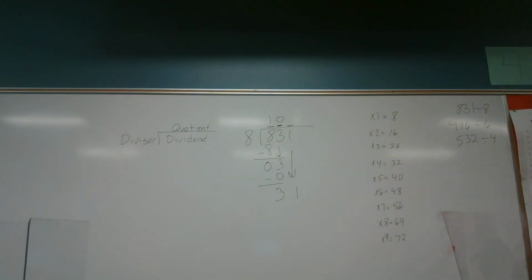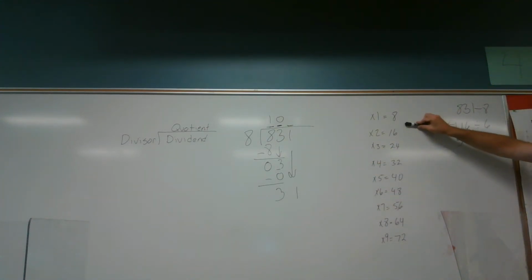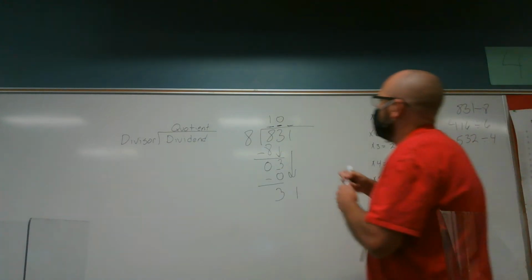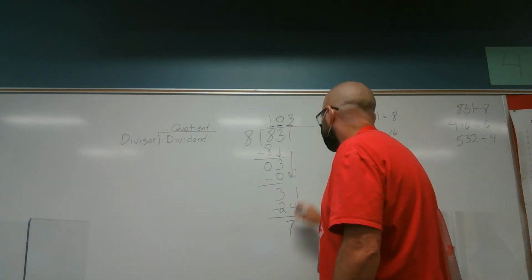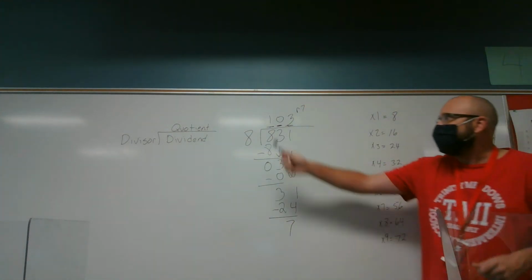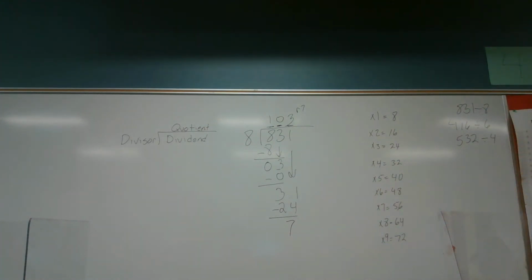Now I want to get to 31 without going over. So what's as close as I can get to 31 without going over? 8 times 3, which is 24. So I put my 3 here. And I subtract and I get 7, which will be my remainder. But if you didn't think to put that 0 there, you would get 13. If you were like, oh, it doesn't go into 3, I'll just bring the 1 down, you're going to get 13, and that's going to be wrong.